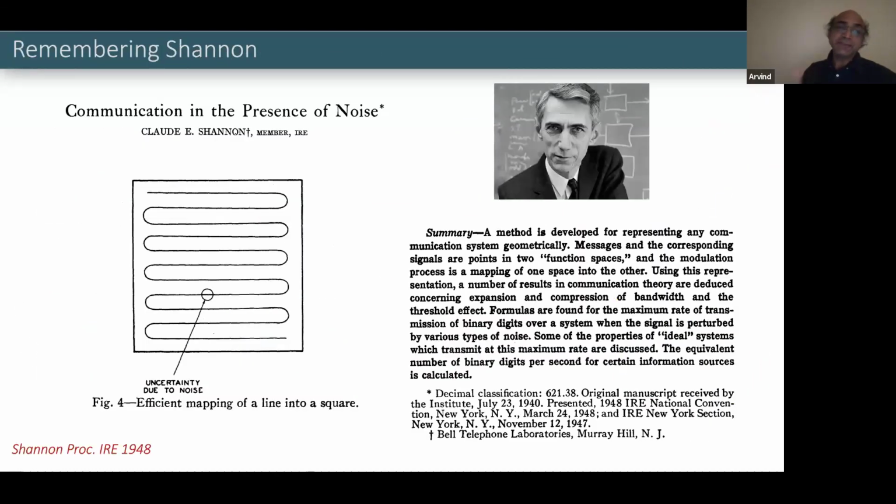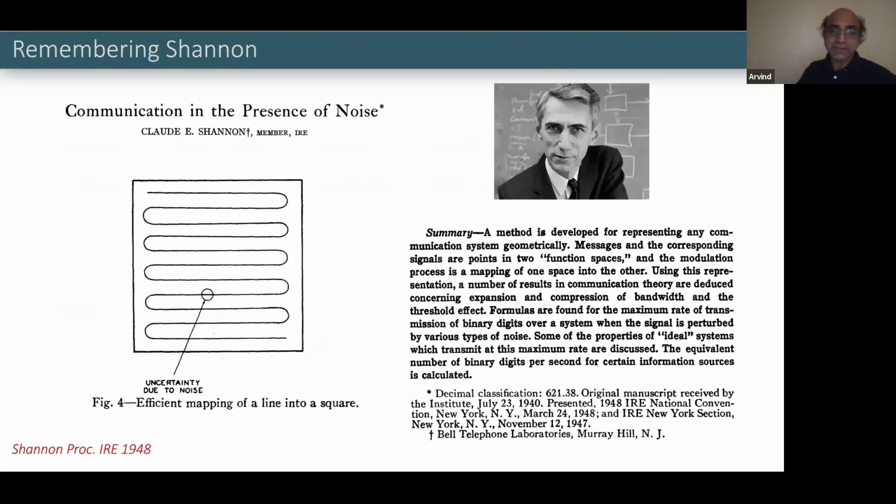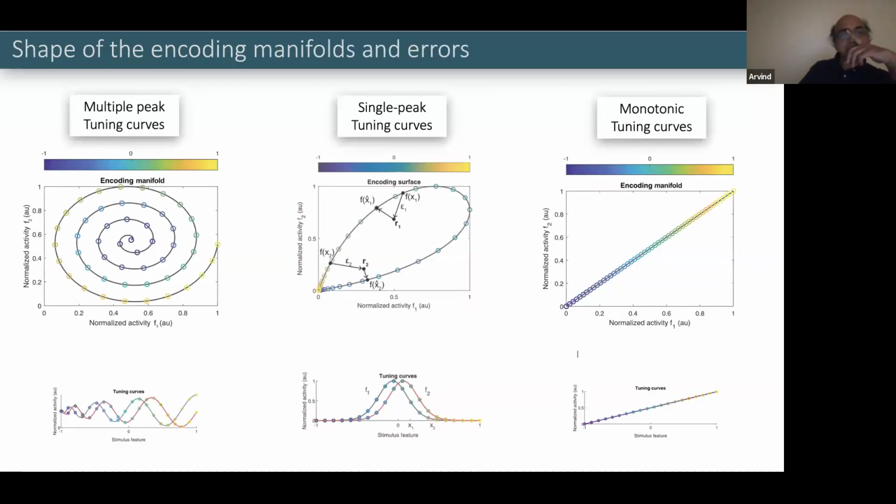By the way, this is not something new, not something that we or Nakum or Ila came up with. Originally this idea is due to Shannon, like many, many other ideas. He has this figure in his classic paper showing how you can put a line in a square, and basically the idea is the same: you are stretching the encoding and folding it so that you can have more capacity. But this gives us some feeling for how to think of the encoding manifold shapes and this kind of error. So we have multiple peak tuning curves, which create some kind of spirals.